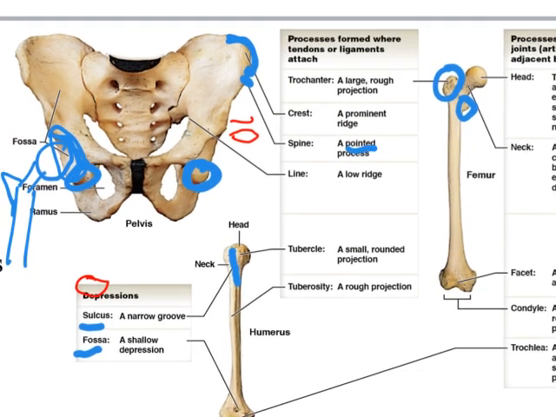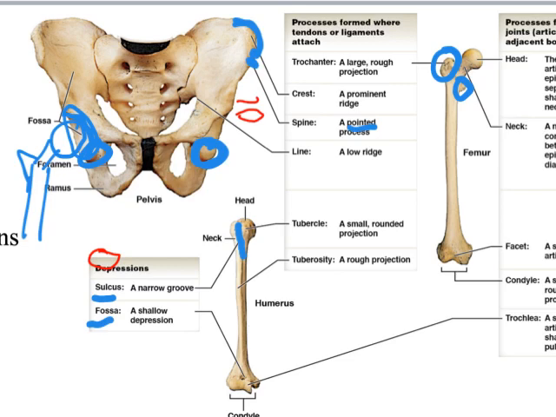Tubercle is kind of like a small trochanter, and so is tuberosity. You'll start finding out that some of these terms tend to run into each other. But I always remember tubercle as kind of a small trochanter. And a tuberosity is less rounded, so the tubercle is more rounded, and a tuberosity can be really any kind of small projection on a bone.